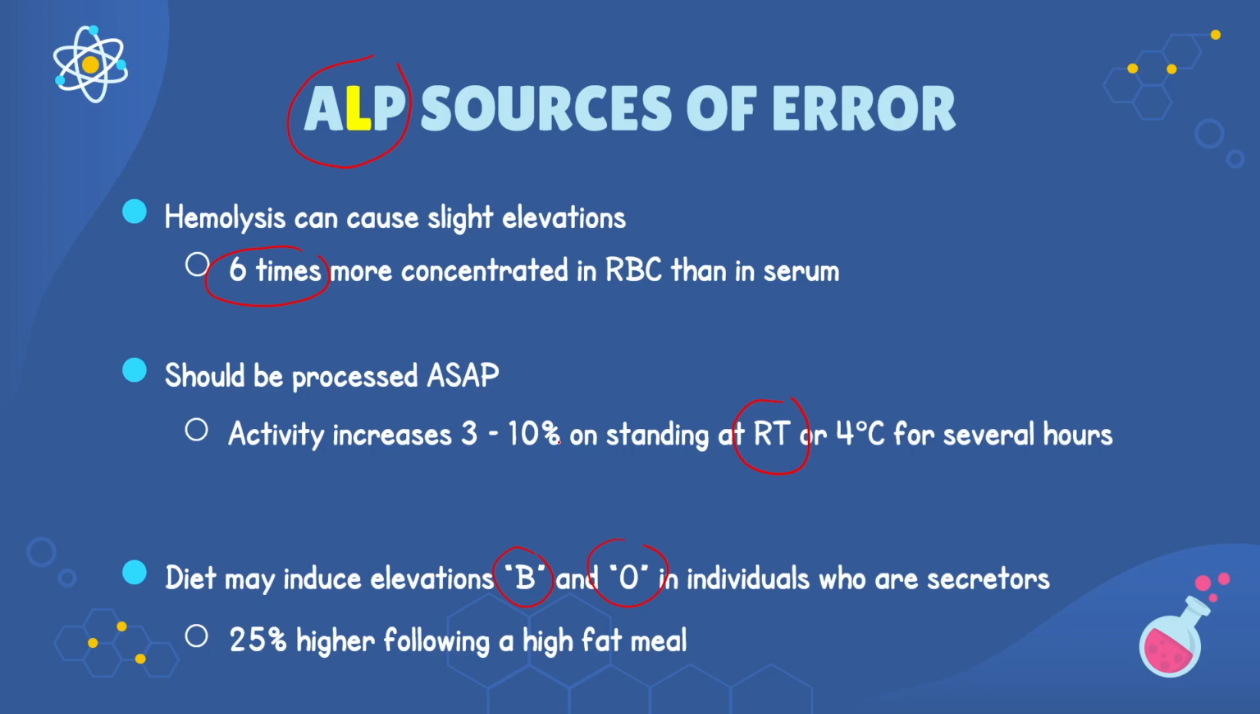Another thing is that diet may induce elevations, especially in individuals who are under these blood groups and who are secretors, 25% higher following a high-fat meal. Because remember, among the isoenzymes of alkaline phosphatase, we also have the intestinal ALP, and that is greatly affected by the food that we eat, especially if it is a high-fat meal.